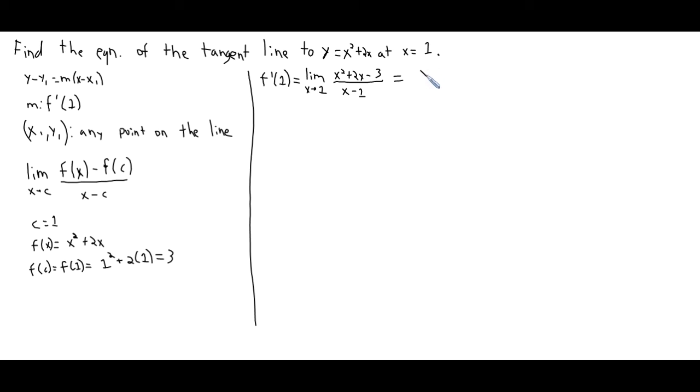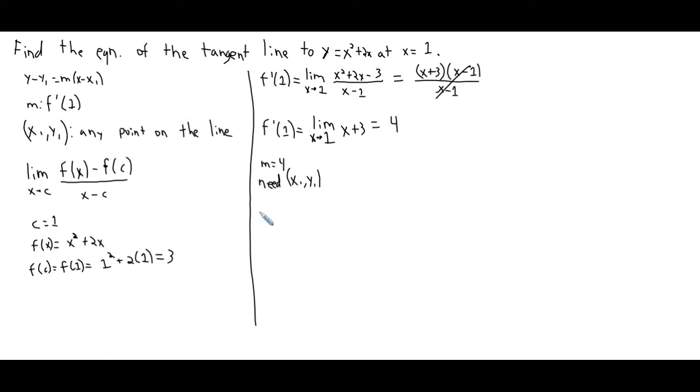That numerator factors into x plus 3 times x minus 1. And so we have that divided by x minus 1. Our x minus 1's cancel. And we're left with f prime of 1 equals the limit as x approaches 1 of x plus 3, which we can just plug 1 right in, and we get 4. So that means that our slope m equals 4. So we have the slope, and we still need that x1, y1 point.